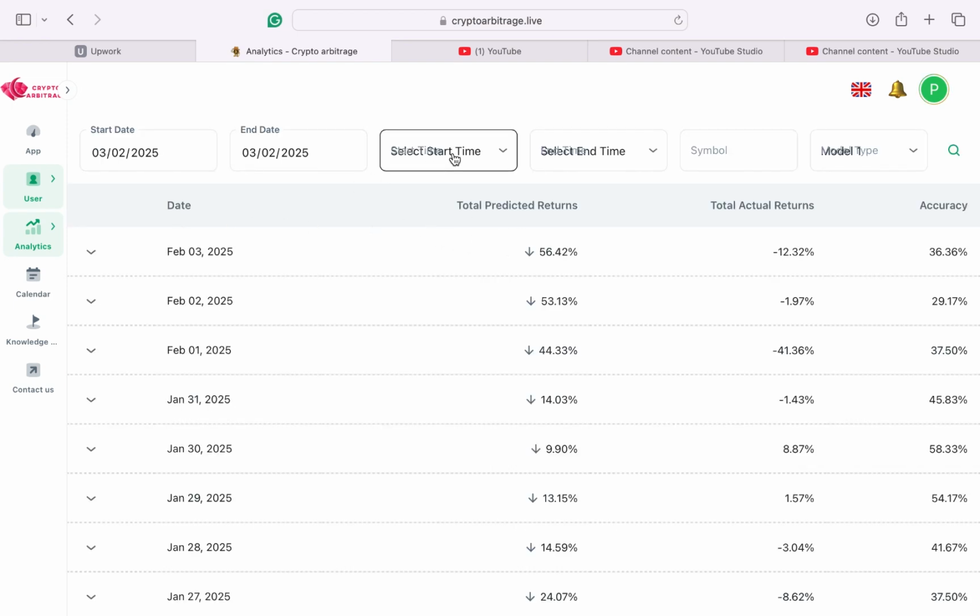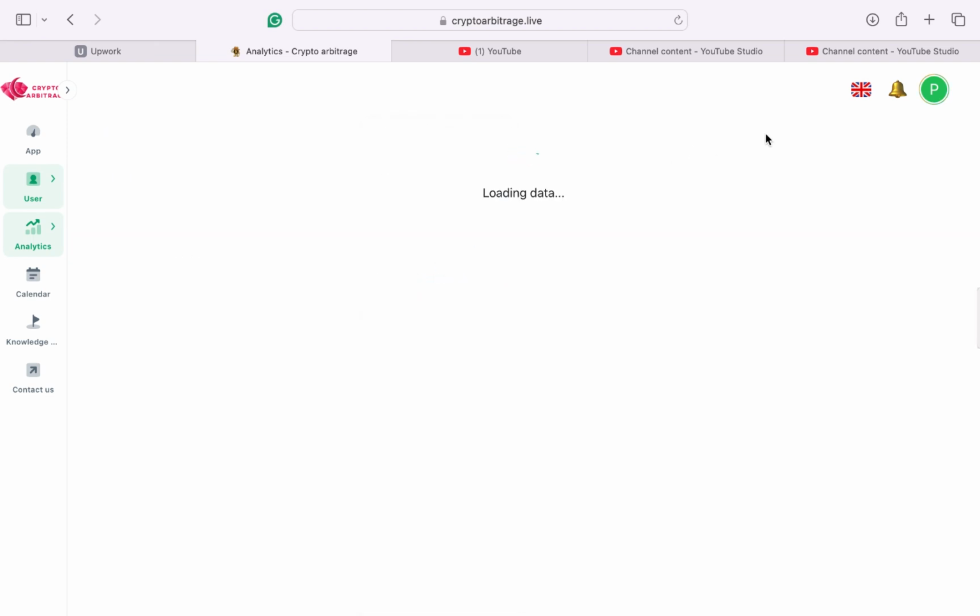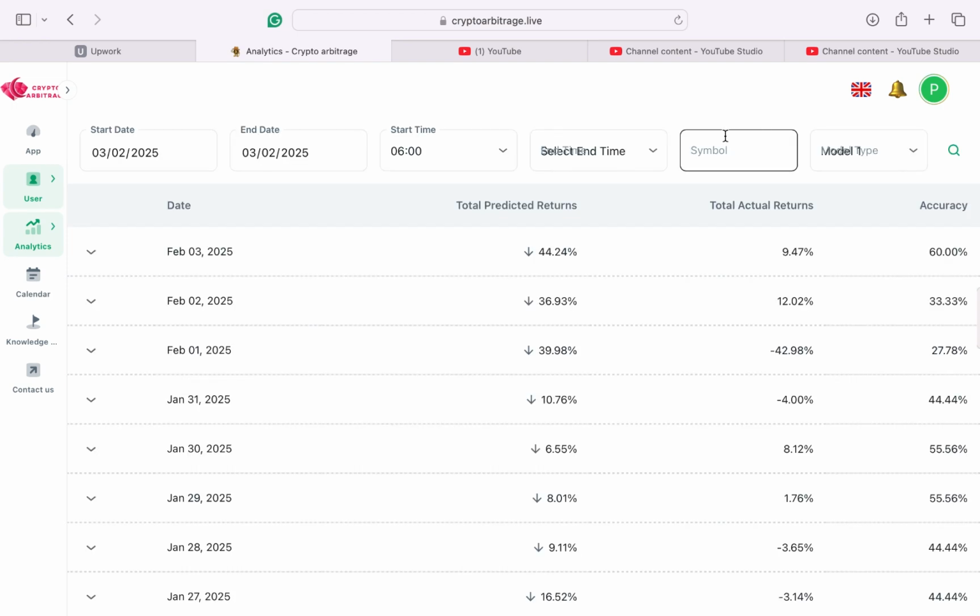So I'm going to filter from 6 a.m., because I understand most of the crypto prices will often rise from 6 p.m. I've a total of 5 models. I'm going to check out all the models, but depending on the model that you choose, they have different prediction accuracies. This one is the weakest model here, and we have all the way to number 5.